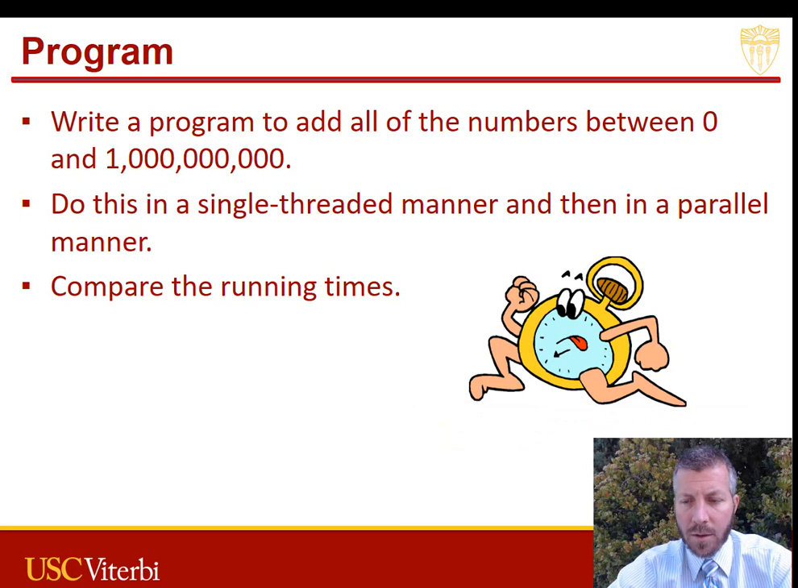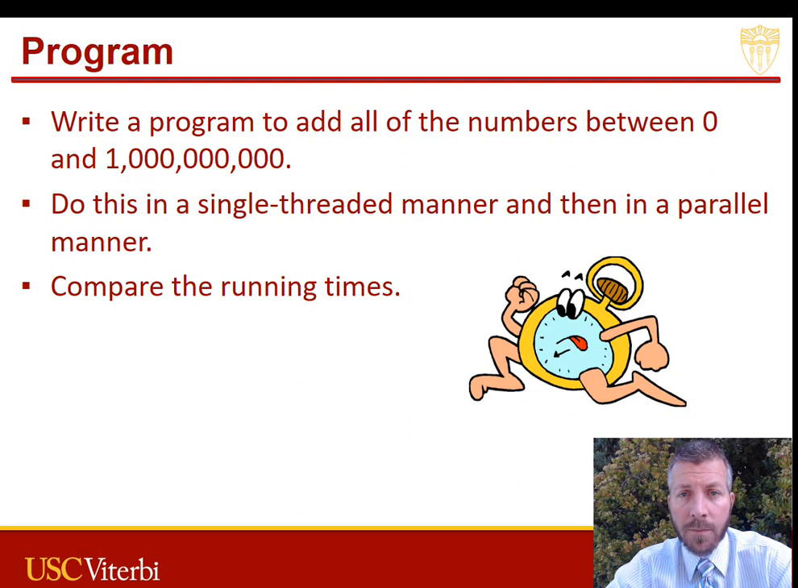Alright, well, welcome. We are going to be writing a program now to demonstrate how parallel programming works. The program we're going to write is adding all of the numbers between 0 and 1 billion. We're going to first write this program using a single thread, and then we're going to do this in a parallel fashion using parallel programming, where we hopefully are going to experience a speed up in our execution time.